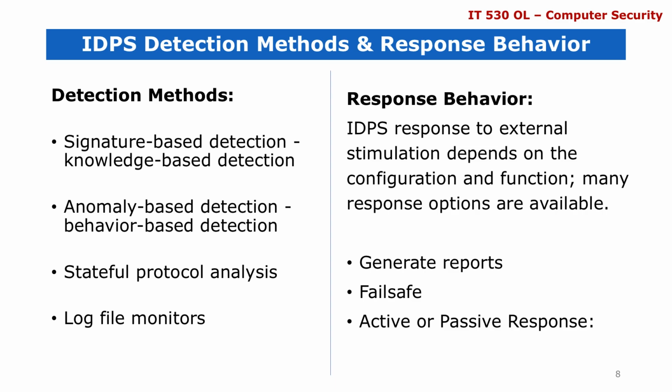Looking into the detection method and response behavior of IDPS, first we have the signature-based detection. The signature-based usually examines network traffic in search of patterns that match known signatures. So there is already a known signature, and if something happens, it compares with the already known signature to see if there is a match, and then it flags it if there is.